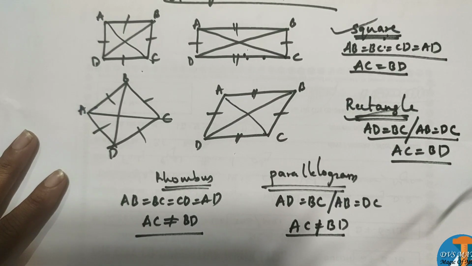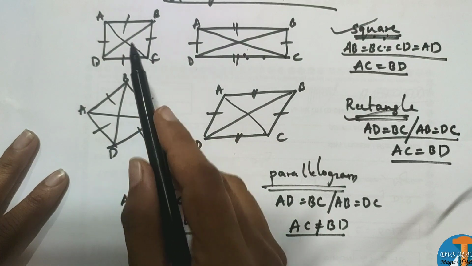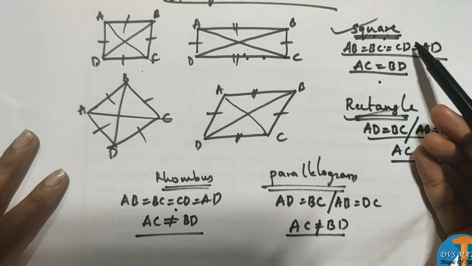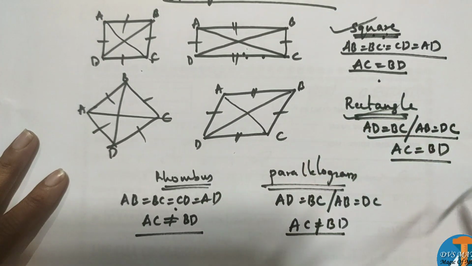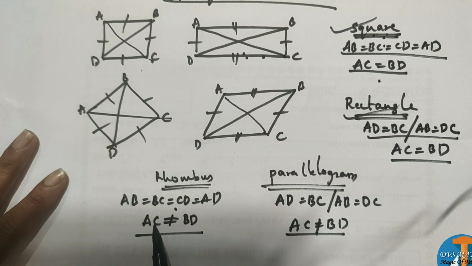If all sides are equal, either it is a square or it is a rhombus. In that case, you have to check the diagonals. So if the diagonals are also equal, then definitely the given quadrilateral is a square, and the given vertices, the points, are definitely a square. If it is not equal, then it is a rhombus.